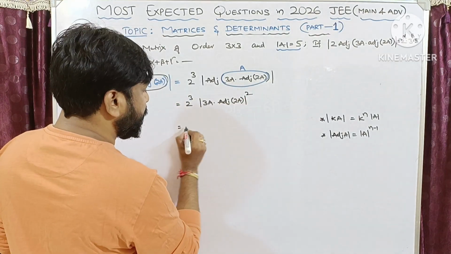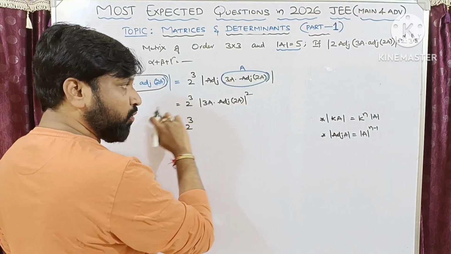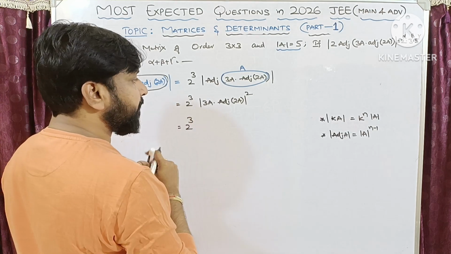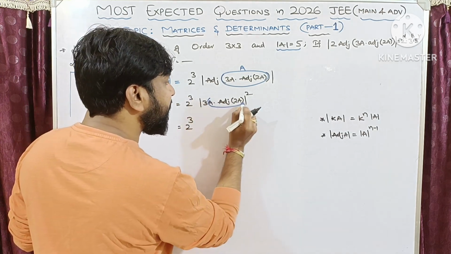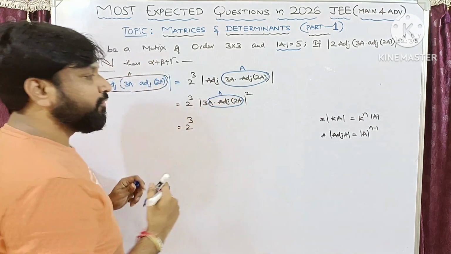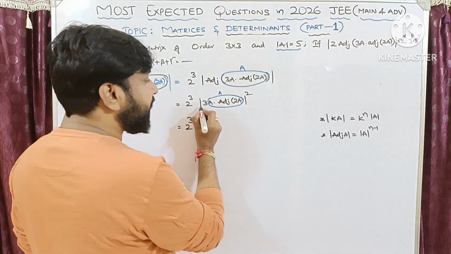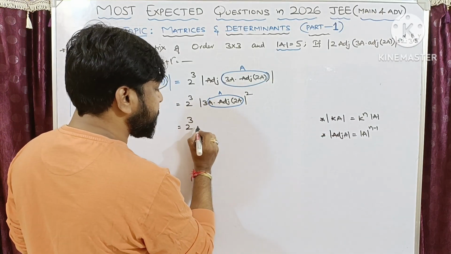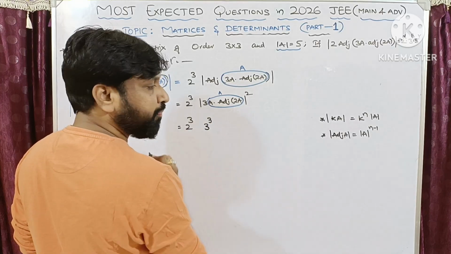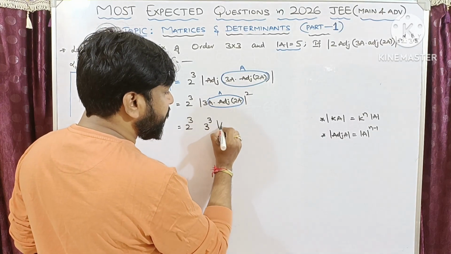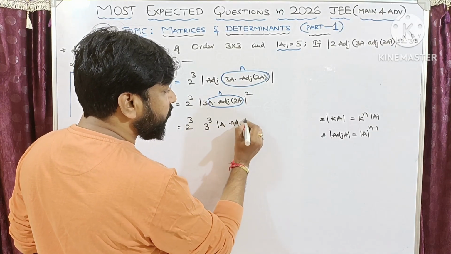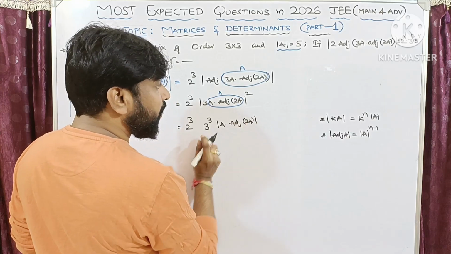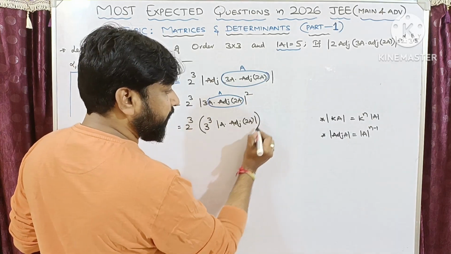Now, what to do? So, 2 cube. Don't take this 3 outside as 3 square. Again, you need to apply the formula. Let this total part be called A. If you call that part A, you get the determinant of K into A, this format. So what we can write: K power n means 3 power n. n is nothing but 3, into det A. Det A means the determinant of A into adjoint of 2A. Square is there, don't forget the whole square.